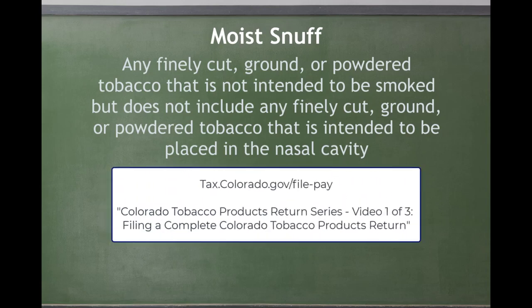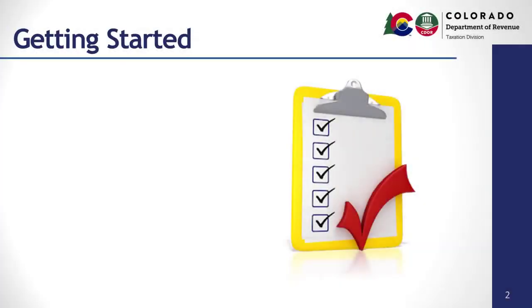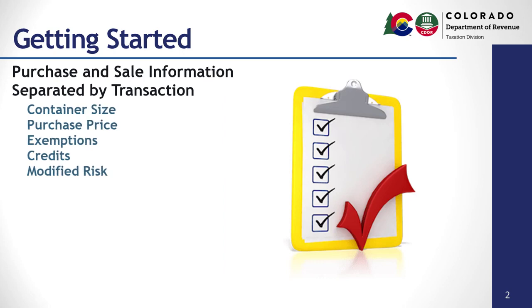For a full walkthrough on filing a complete return, please see video 1 in this series, Filing a Complete Colorado Tobacco Products Return. Before we get started, make sure you have everything that you will need to file your return successfully. Ensure all of your moist snuff purchase and sales information is separated by transaction. The tobacco products distributor must report the container size, purchase price, the number of containers purchased at that price, if the transaction is exempt, if the transaction is a credit, and if the transaction is a modified risk tobacco product.